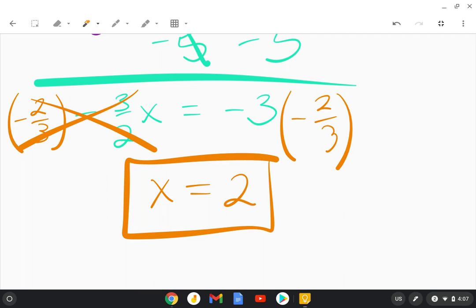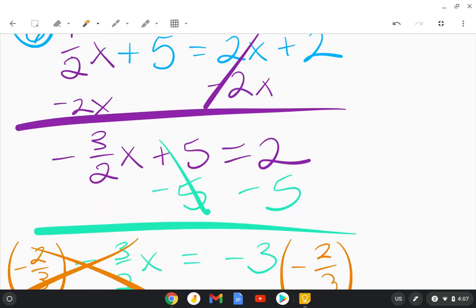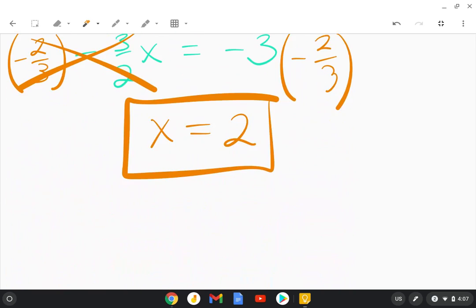I'm wanting you to see that the intimidation factor with fractions, I want to kind of get rid of that for us, because really the way you're working this out is more or less going to be the same as you would if it was whole numbers.